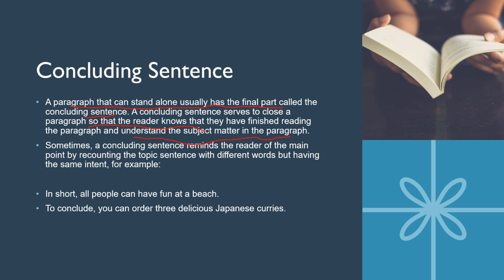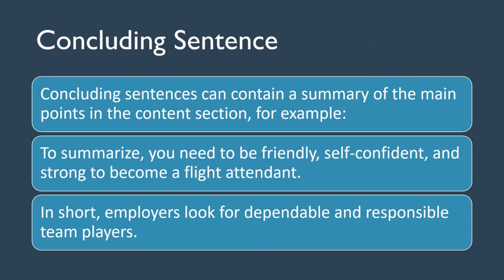Sometimes, a concluding sentence reminds the reader of the main point by recounting the topic sentence with different words, but having the same intent. For example, in short, all people can have fun at a beach. The second example, to conclude, you can order 3 delicious Japanese curries.